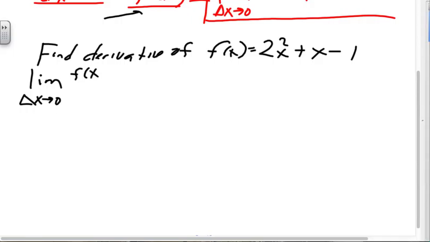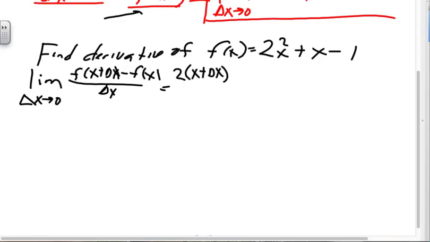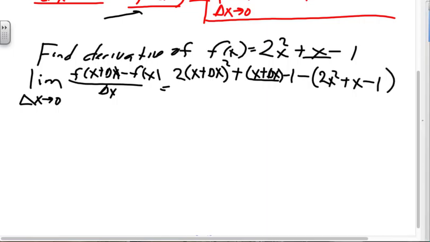And it's f of x plus delta x minus f of x over delta x. And now I plug in. So I'm going to have 2 times x plus delta x squared plus x plus delta x. Remember, everywhere I've got an x, I'm putting this in, minus 1. And then it's minus my original function. So 2x squared plus x minus 1. And this whole beast is over delta x.